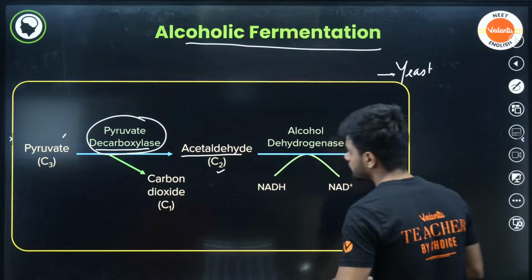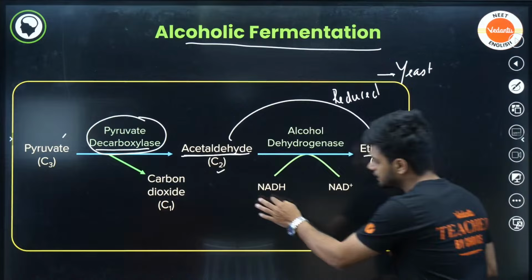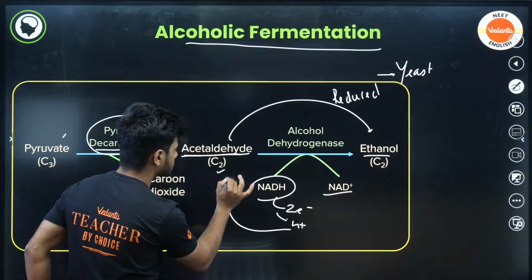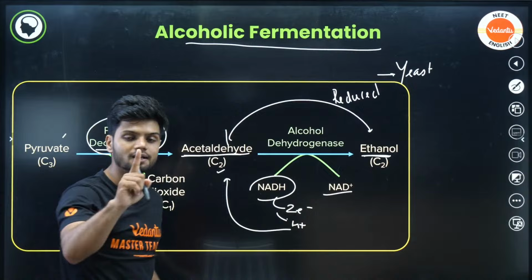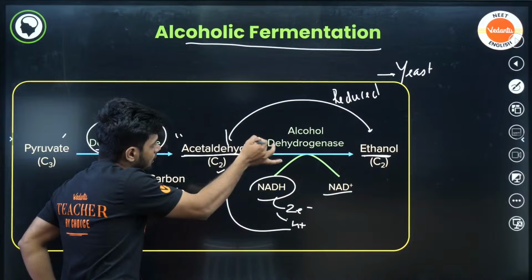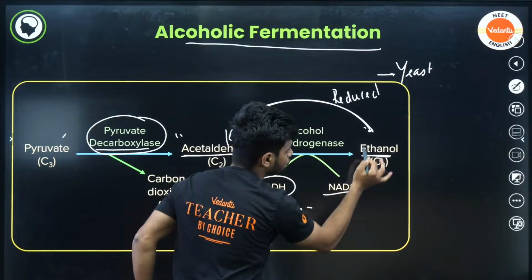And here also, this acetaldehyde is getting reduced to your ethanol. Similarly, this NADH is getting reoxidized to NAD+. Here two electrons as well as H+ are released. This will be taken up by acetaldehyde, and acetaldehyde is converted to ethanol. So the first electron acceptor in the case of alcoholic fermentation is none other than acetaldehyde. It is acetaldehyde which first accepts the electrons and undergoes reduction. It is getting reduced to ethanol, and the enzyme involved here is alcohol dehydrogenase.